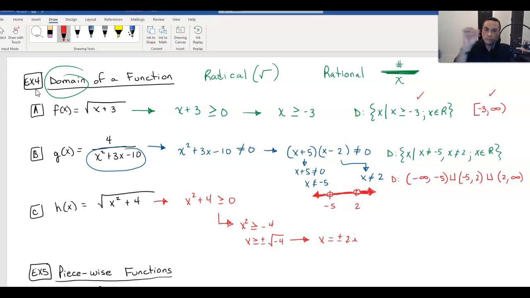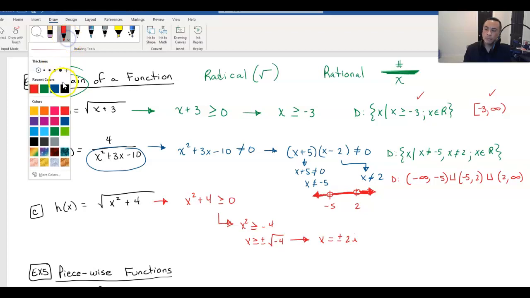The square root of 4 comes out as a 2. The negative comes out as i. In other words, what's going to mess up this function is if x is plus or minus 2i. Well, i is imaginary. It's not part of the real number system. So that means, guess what? We don't have to worry about the domain in this one. So I'm going to put the domain in black here.